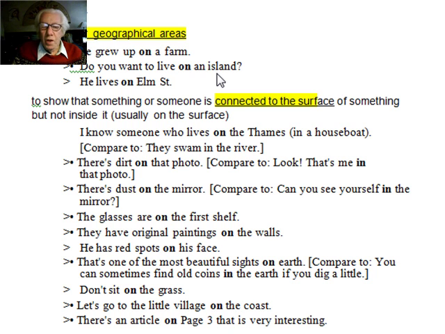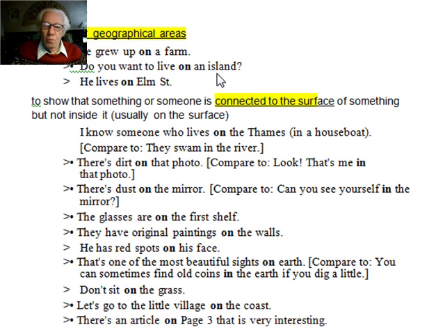He lives on Elm Street. We're talking about a smaller geographical area. He lives on Elm Street in Mexico City. It's contained within Mexico City, and he lives on Elm Street. Usually on refers to something or someone that is connected to a surface, but not inside of it.